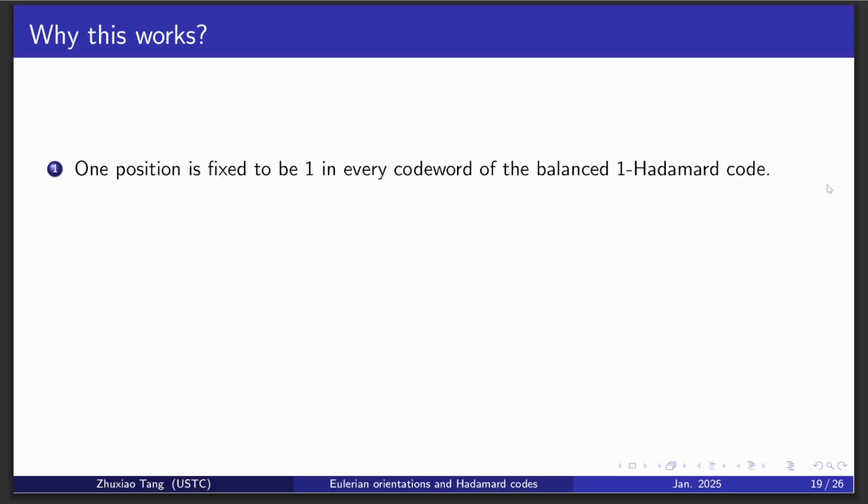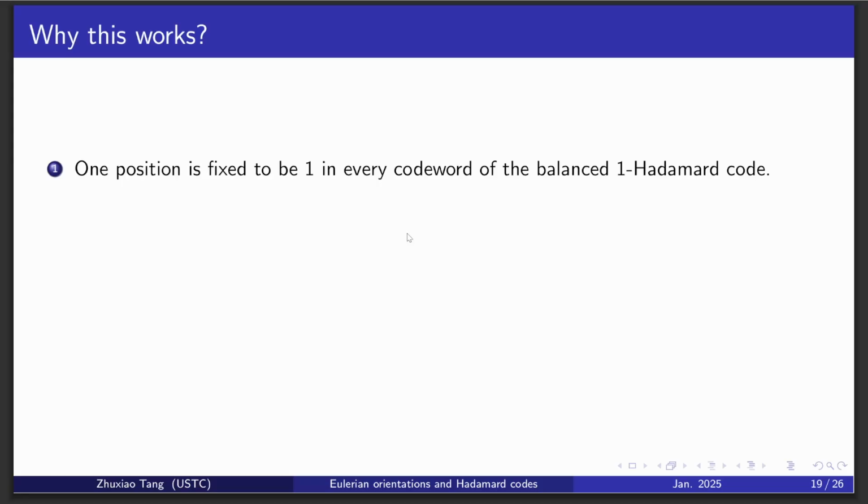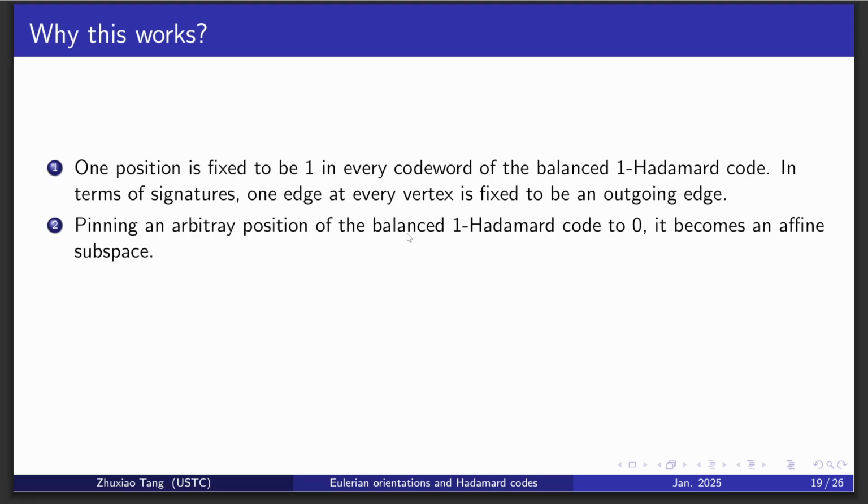Here are more explanations for this algorithm. First, why is there, in the initial step, an outgoing edge at U? That's because the constraint at U is given by a Hadamard code, and in the Hadamard code, one position is fixed to be 1. That corresponds to an outgoing edge at U.